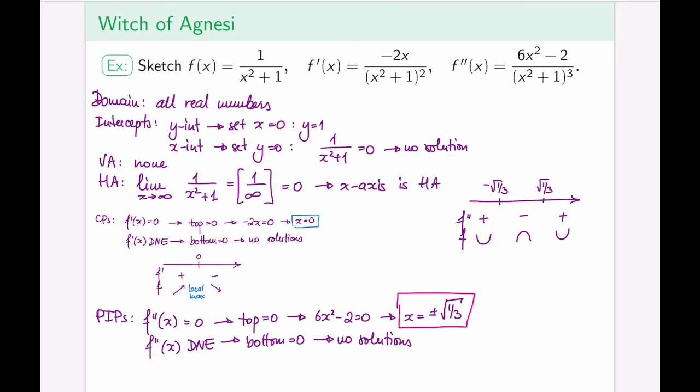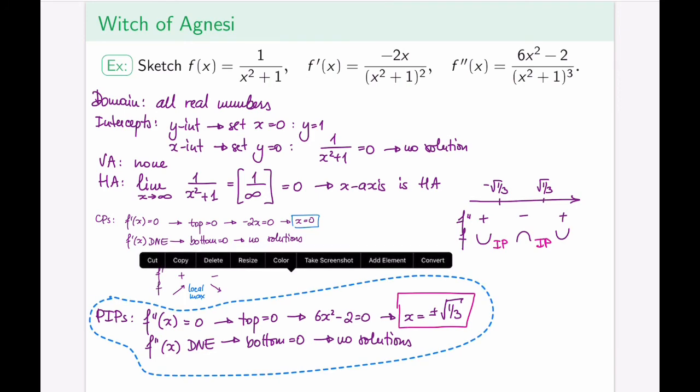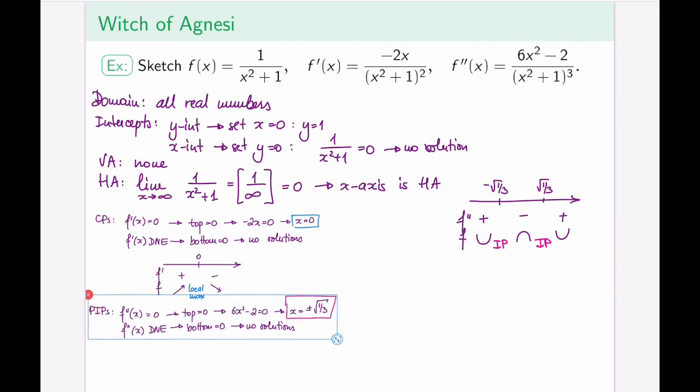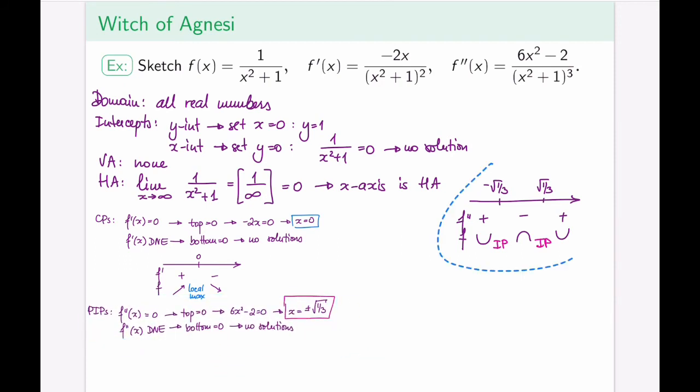And again, because the domain is all real numbers, and so all of these numbers are actual points on the function, I have found myself an inflection point at negative 1/3 and an inflection point at a positive square root of 1/3. So now, taking all of this information together, I am going to put it all onto the same graph.